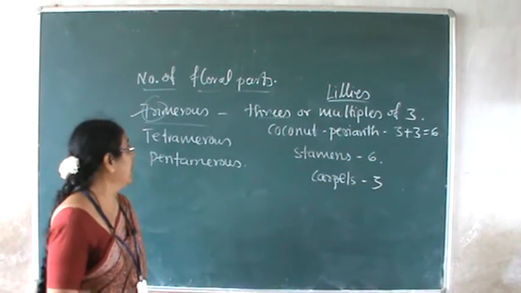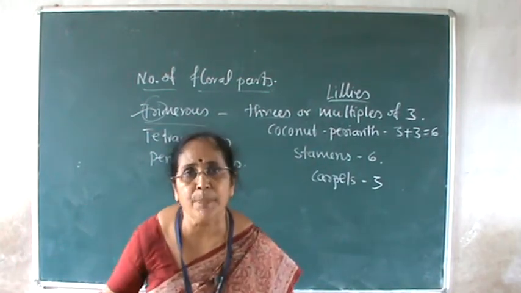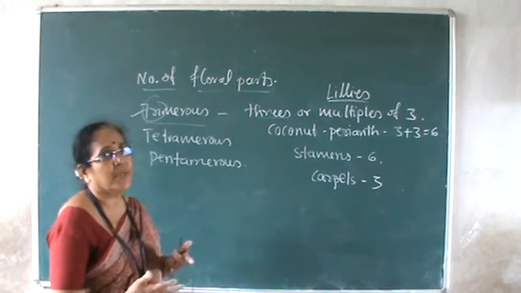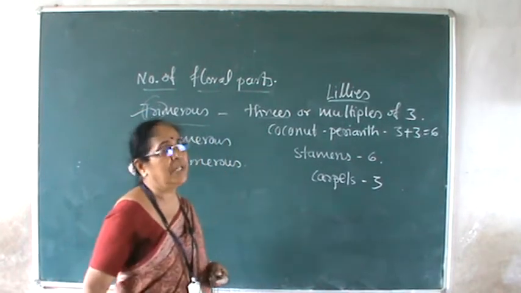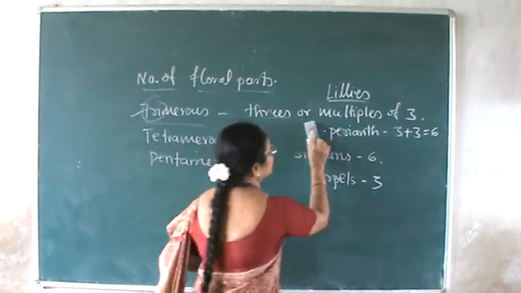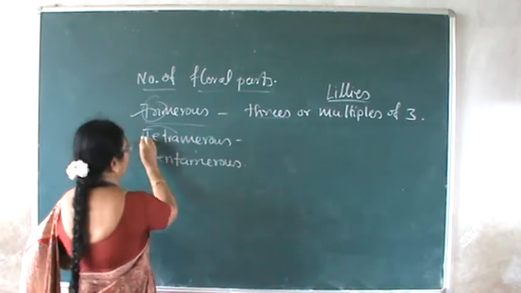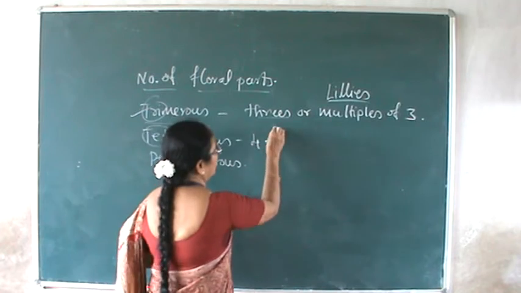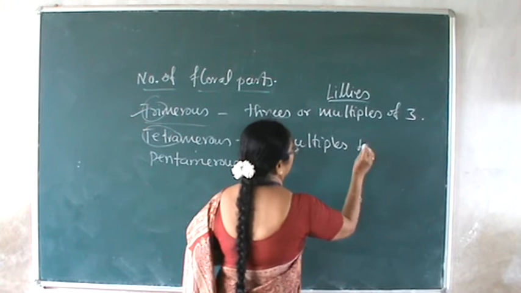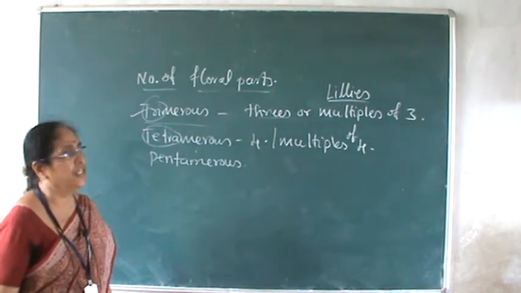Now the tetramerous condition of the flower. And it doesn't mean that all parts must be in the same form. Suppose if one part's number is different, then it's okay, no problem. Maximum whorls must be in 3s or multiples of 3s or 4s or multiples of 4s. Tetra, you can make out the word, 4s or multiples of 4s. Then it is to be called as tetramerous condition of the flower.